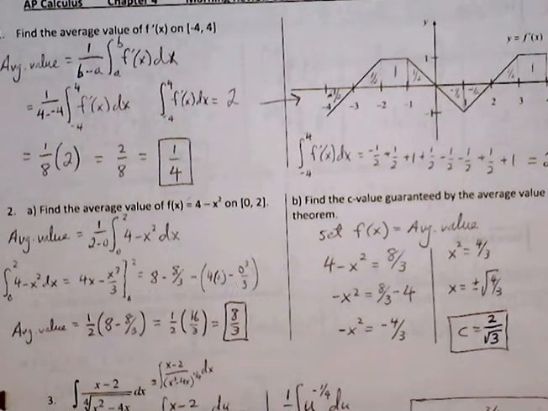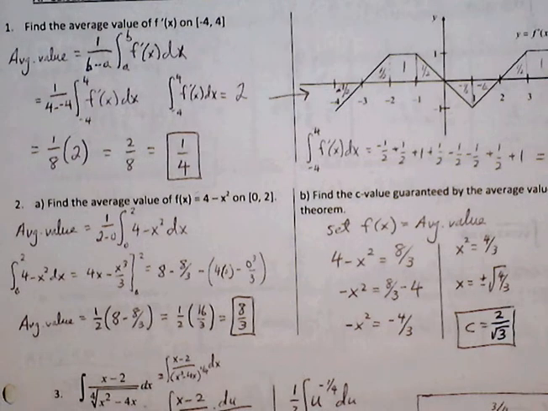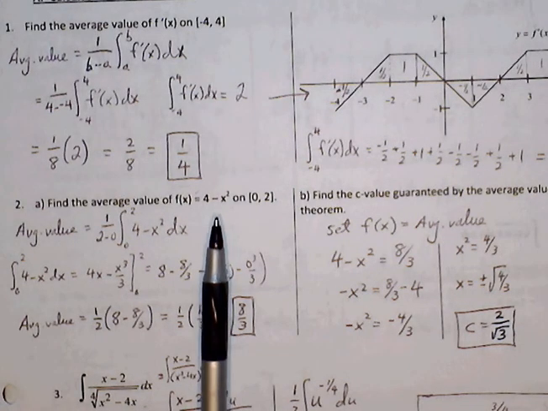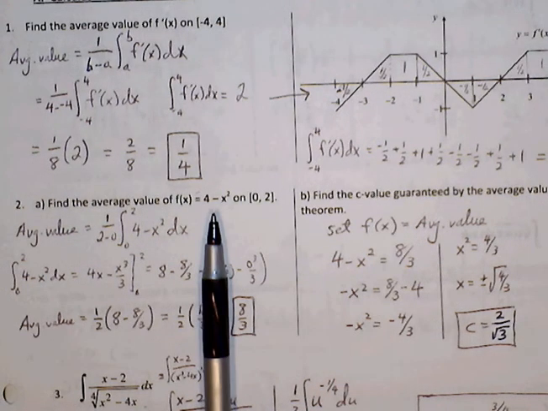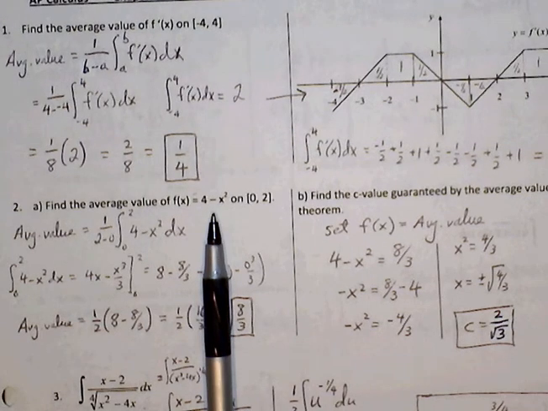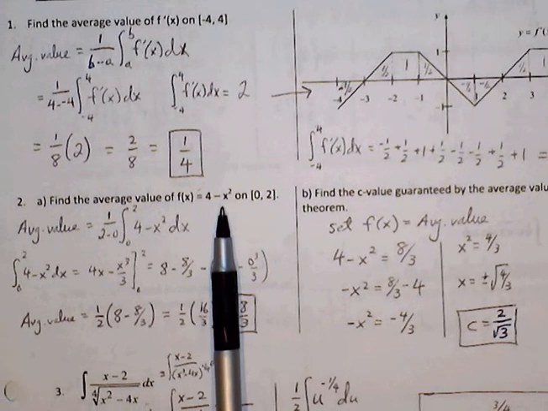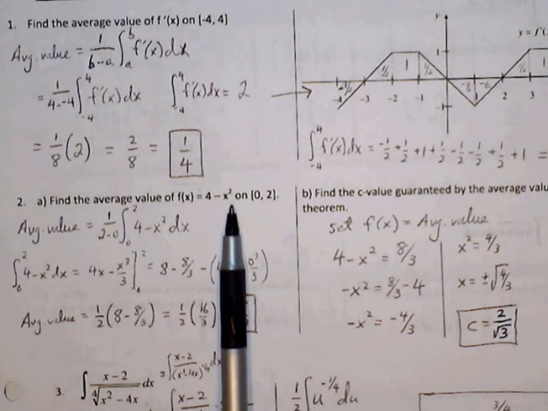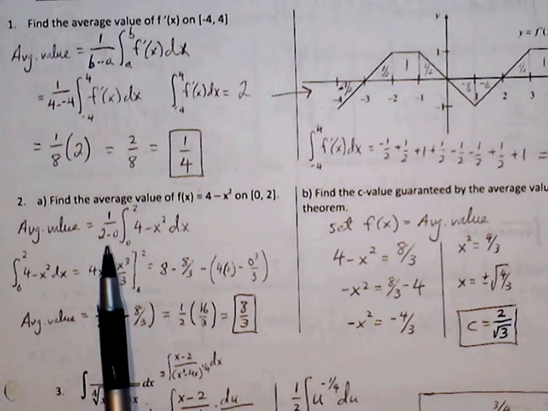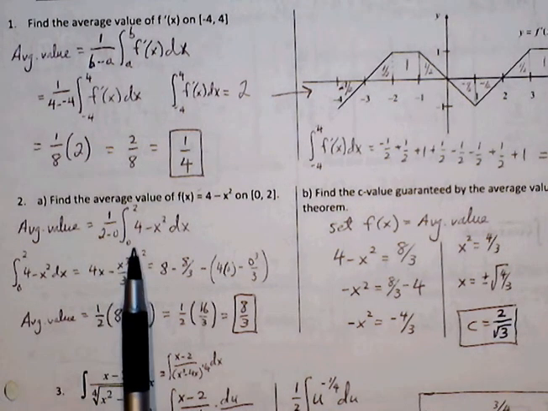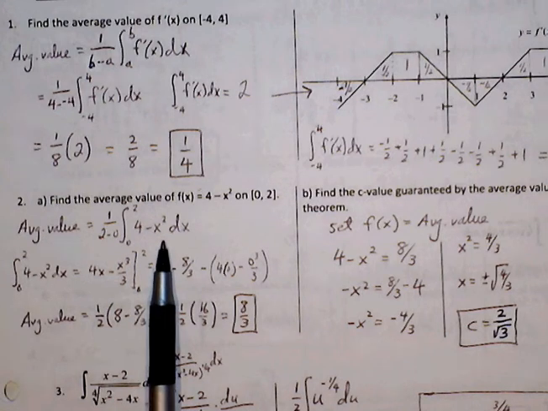Okay. Number 2, find the average value of f of x is equal to 4 minus x squared from 0 to 2. Okay. So now, rather than being given the graph and having to find the values by finding area, we can use the power rule to find the definite integral for this given function. So like before, we're just plugging into the formula, average value 1 over b minus a, definite integral from 0 to 2 of 4 minus x squared dx.